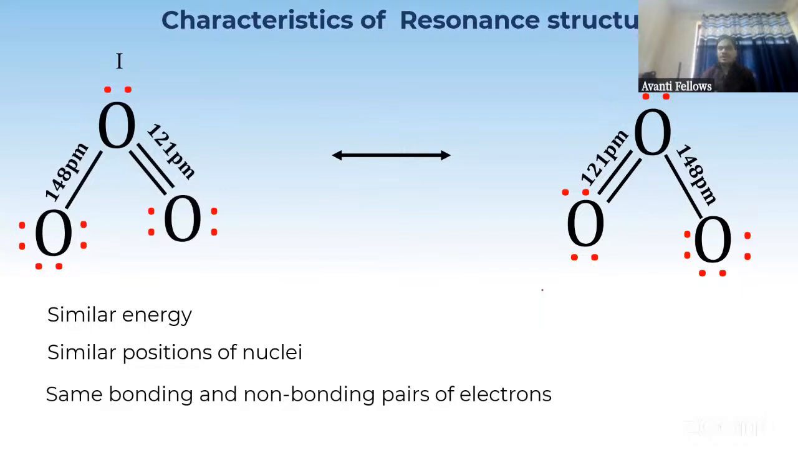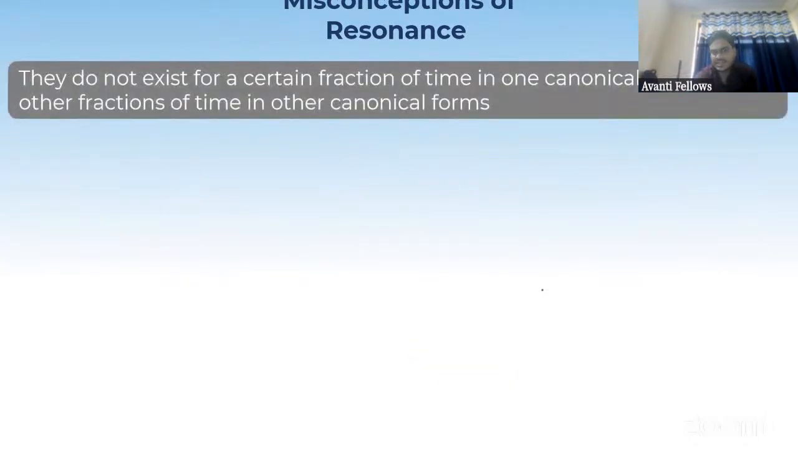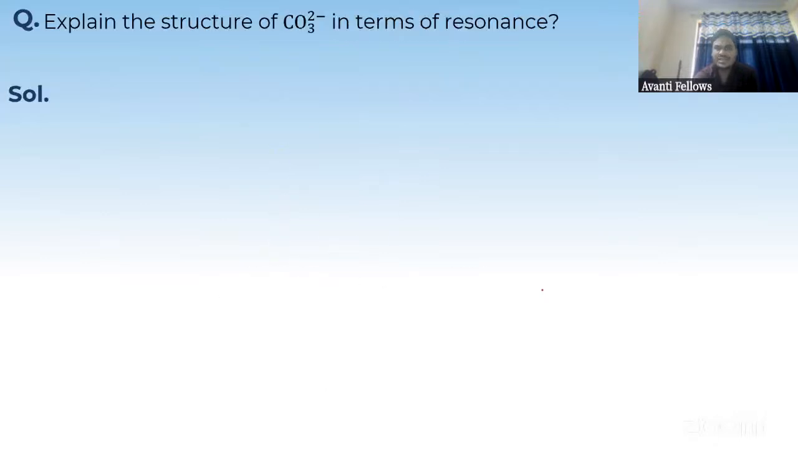Okay. So, what are the properties or characteristics of resonance structure? Similar energy, similar position of the nuclei, and same bonding and non-bonding pairs of electron. So, these are the main characteristics of the resonance structures. Now, this is the structure of CH3NO2. Now, let's quickly see. This is already done.